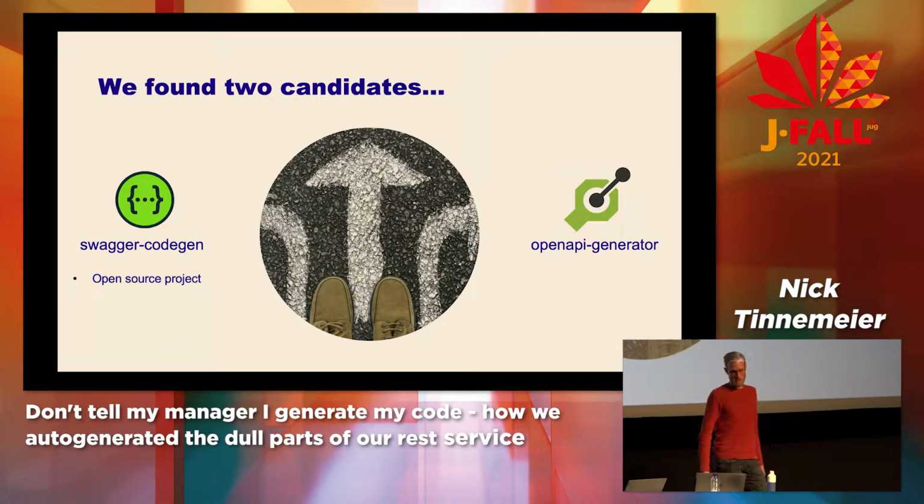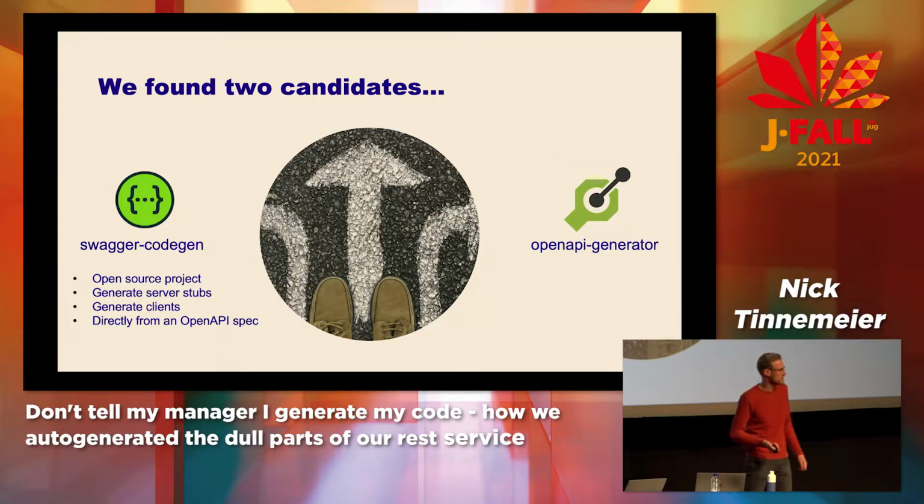So let's first start with Swagger CodeGen. It's an open source project that is able to generate server stubs, also able to generate client code. We're not using that. We're only generating the server stubs in this presentation directly from an OpenAPI spec. And then there is the OpenAPI generator, and then things actually become quite interesting.